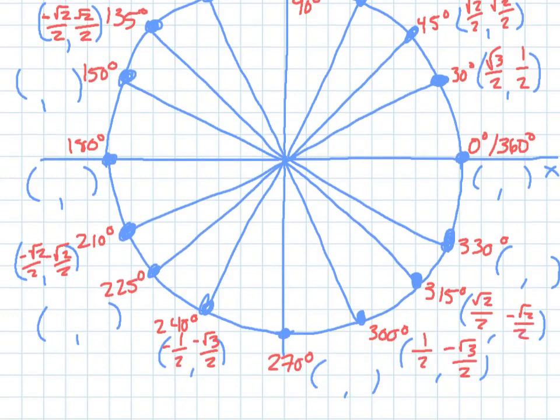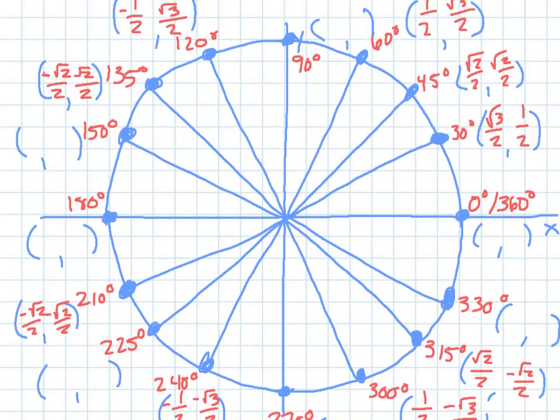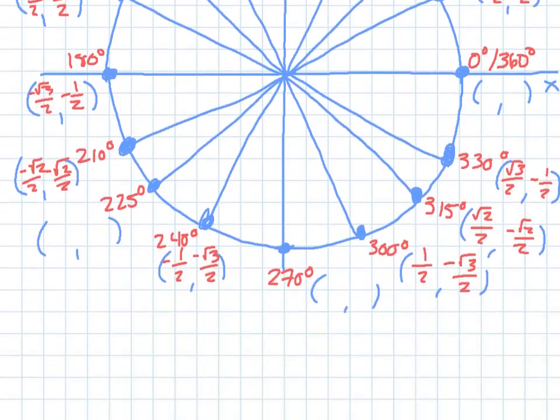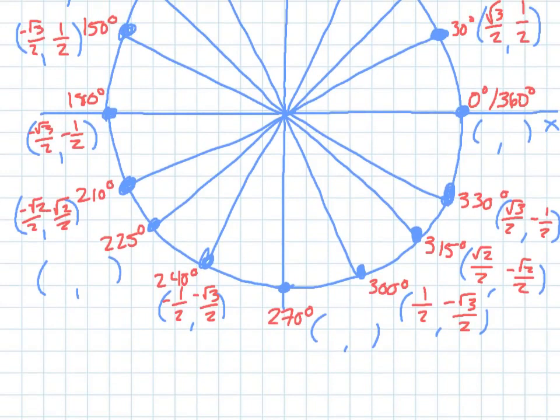Okay? And then my 30s are flips of each other, so then I get negative square root of 3 over 2 and 1/2, and then negative square root of 3 over 2, negative 1/2, and then square root of 3 over 2 and negative 1/2. And so now, when you're on the ends, I missed one. Oh, I put something in the wrong spot. That's my bad. Let me try that again.